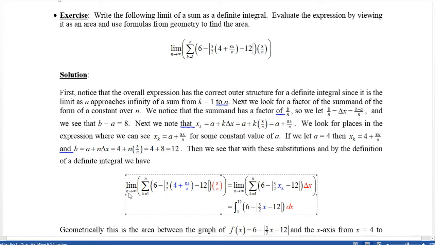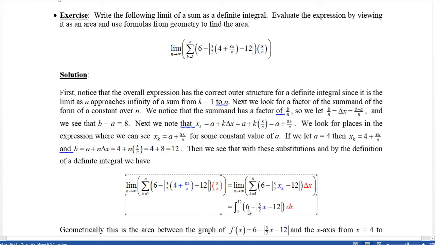Okay, so here's what we have. Originally, we have the limit as n goes to infinity of the sum from k equals 1 to n of parentheses 6 minus absolute value of 3 halves times parentheses 4 plus 8k over n, close parentheses, minus 12, close absolute value, close parentheses, times 8 over n. Now the 8 over n in red here you can see is replaced by delta x, and the 4 plus 8k over n is replaced by x sub k. Well, now this is exactly the right form that we need. The limit as n goes to infinity of the sum from k equals 1 to n of some function of x sub k, delta x.